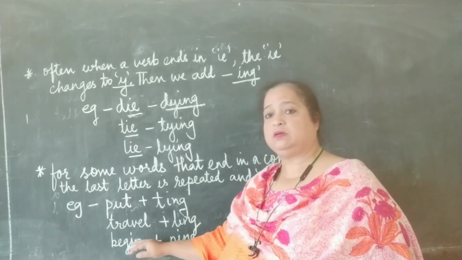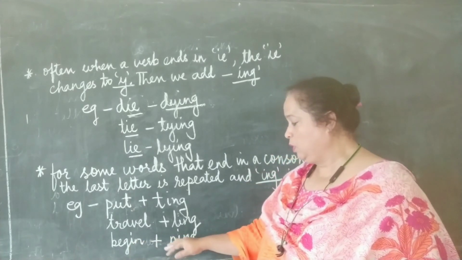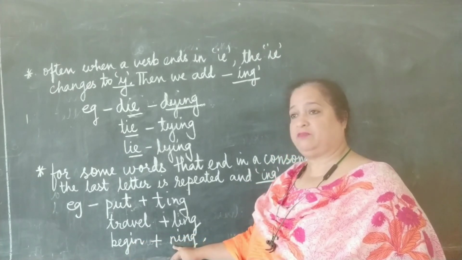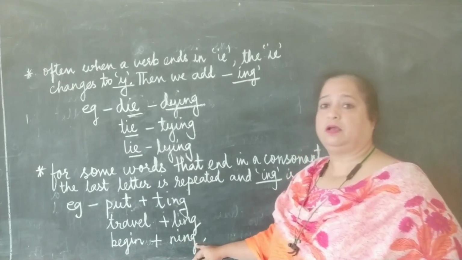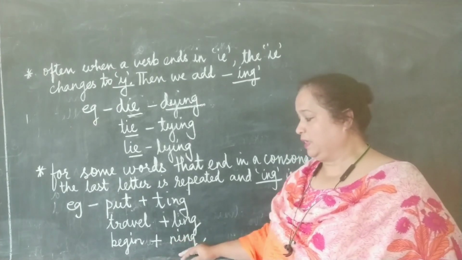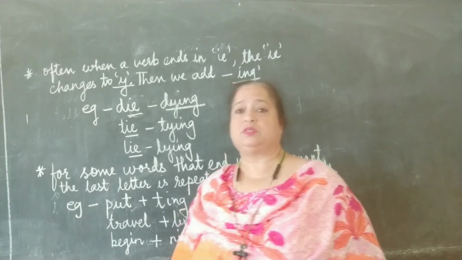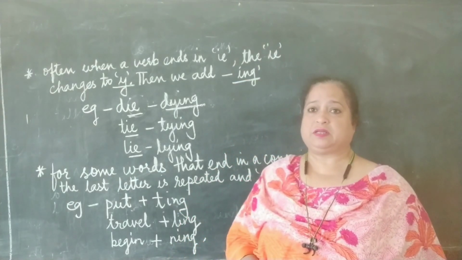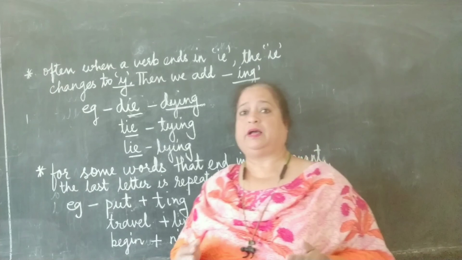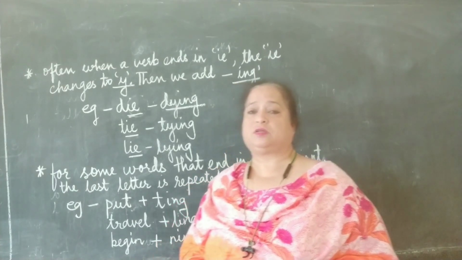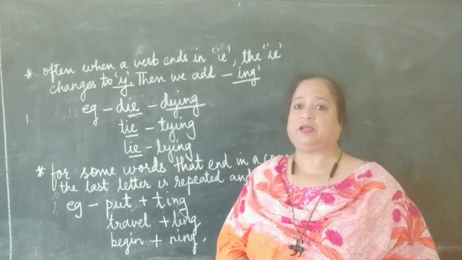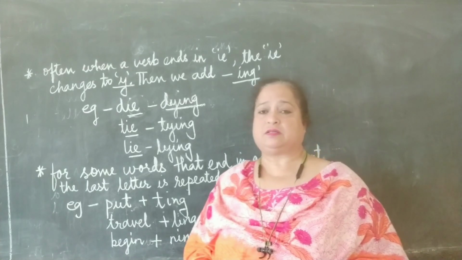Next, we have a word that is begin. It ends with a consonant. So what would we do? We doubled the last alphabet and we added ing. And this became beginning. So I hope children you have understood the uses of the present continuous tense, the way we make ing words and the structures for declarative, negative and interrogative sentences. Thank you.